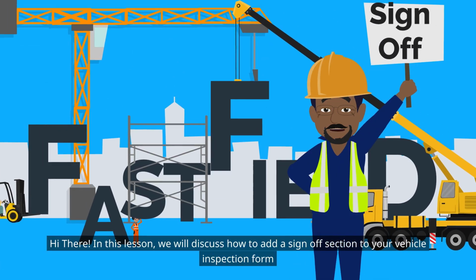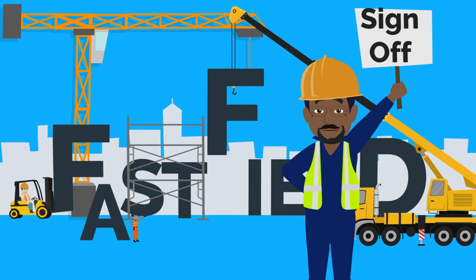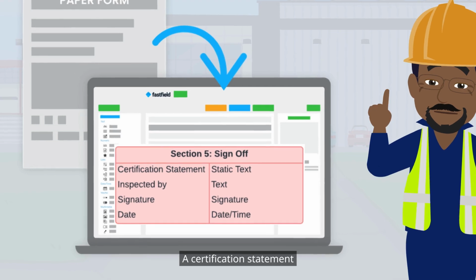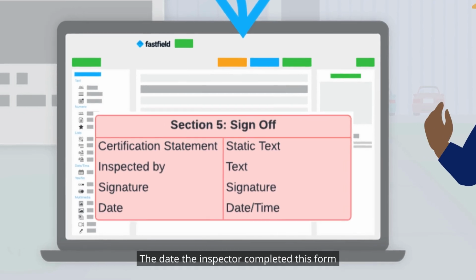Hi there. In this lesson, we will discuss how to add a sign-off section to your vehicle inspection form. In this section, we can include four fields: a certification statement, the inspector's name, the inspector's signature, and the date the inspector completed this form.